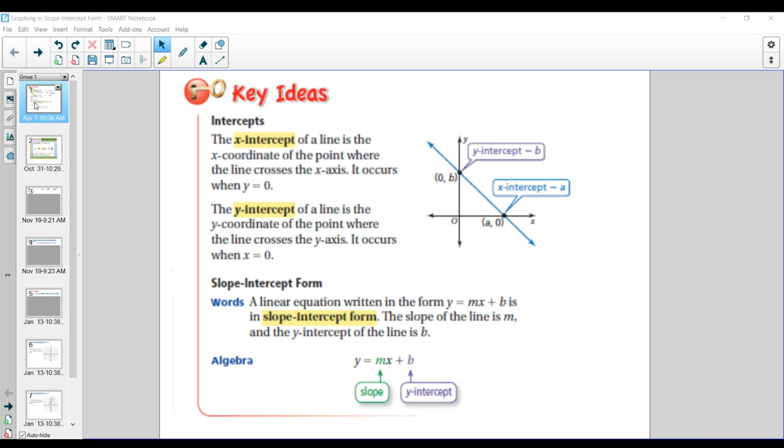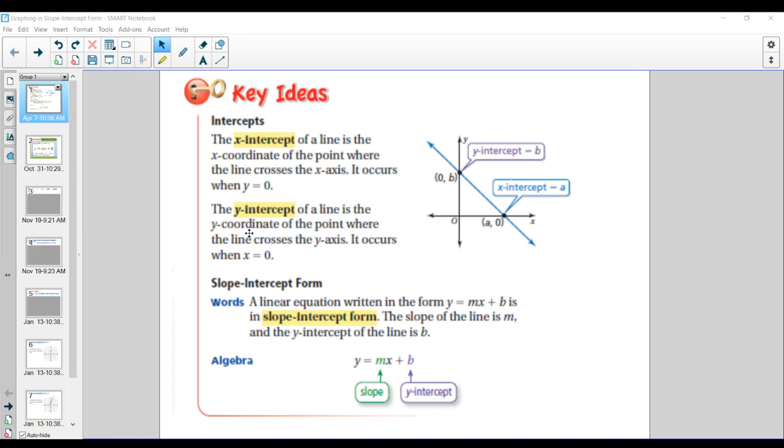So today we're going to learn how to graph in slope-intercept form. So we're going to review the parts of that equation before we begin. Slope-intercept form gives you the slope and the y-intercept of the line in the form of an equation.